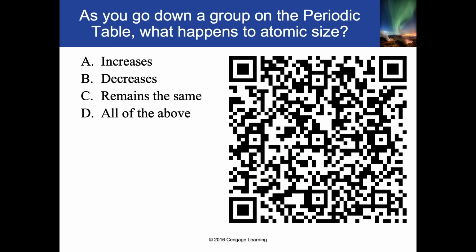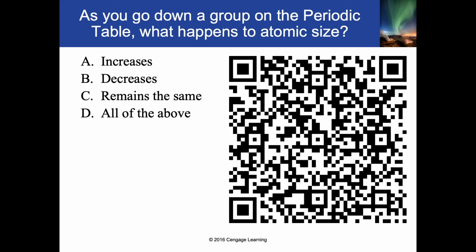As you go down a group on the periodic table, what happens to atomic size? Does it increase in size? Does it decrease in size? Does it remain the same? Or is it all of the above? Well, how is that even possible? I'm not going to check the distribution because I'm too lazy to log in. The answer is what? Increases, yes. Atomic size increases as you go down the group on the periodic table. Okay? So that's one trend.